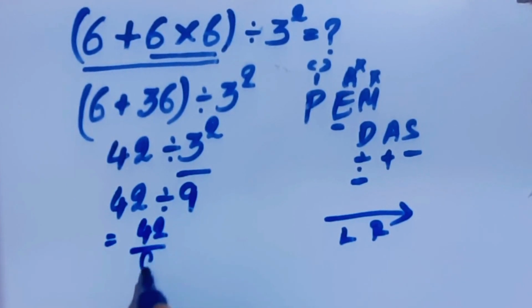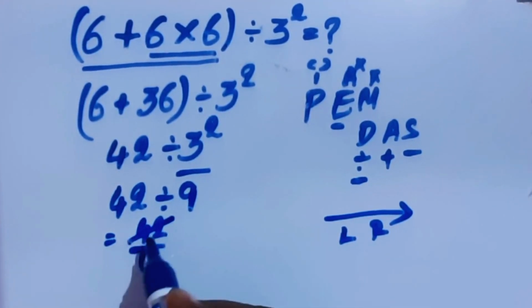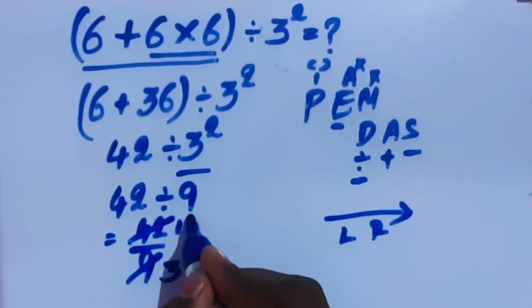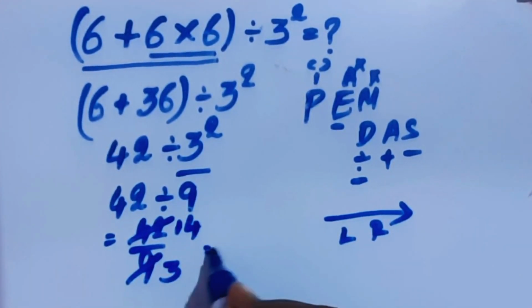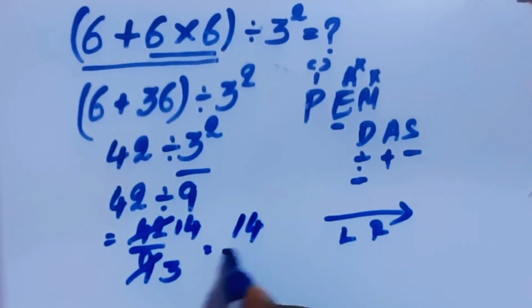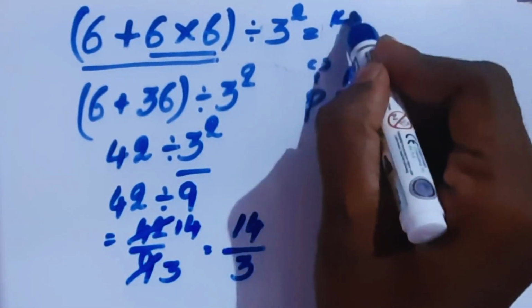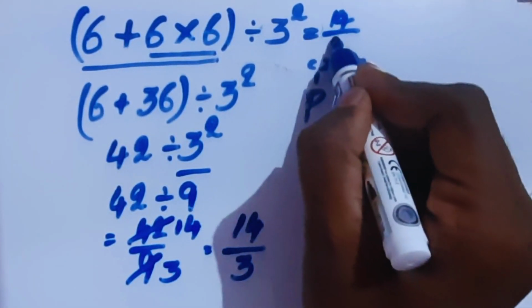42 by 9. Now simplify this. We'll get 3 here, and 14 here. So 14 by 3 is the answer.